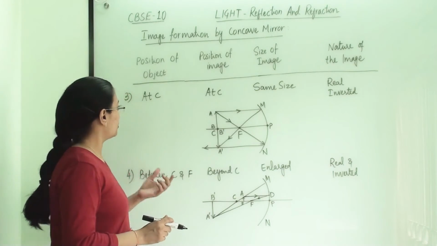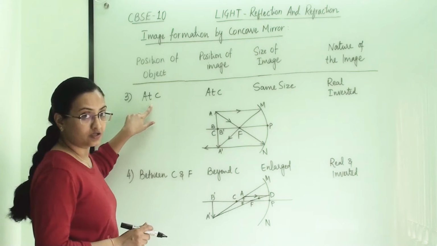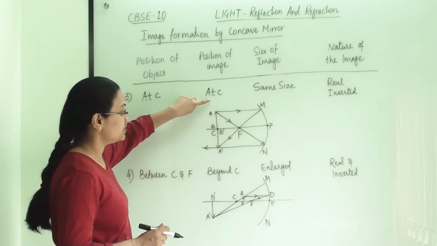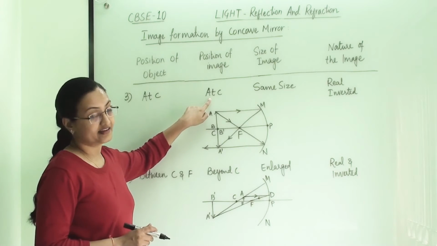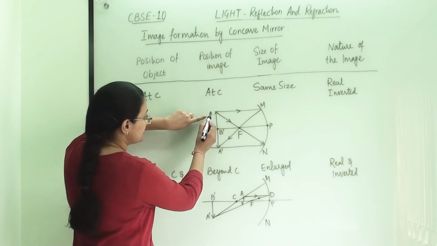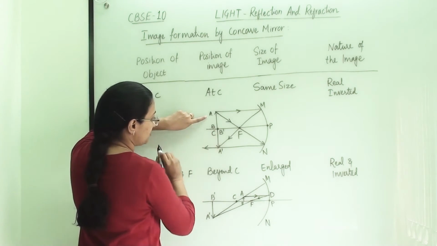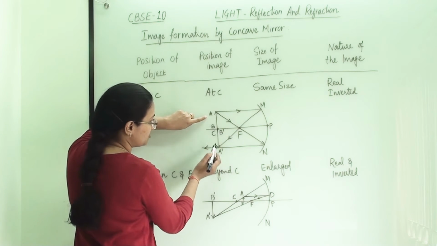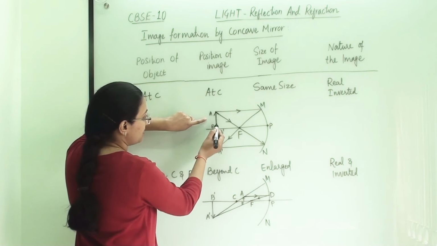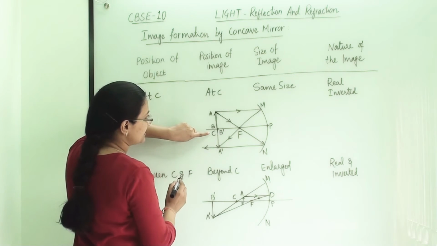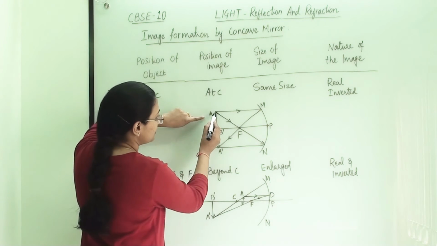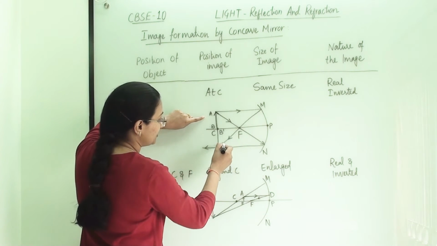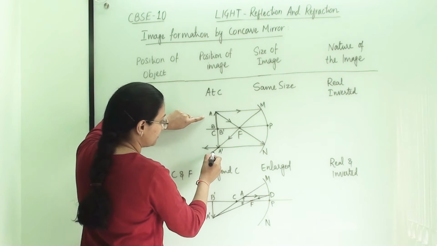Third position for the object is at C. When we keep our object at C, at that time we will get the image also at C. So this AB is our object, whereas B dash and A dash is our image. We have placed the object at C. From here the ray will go, strike the concave mirror and reflect back over here.